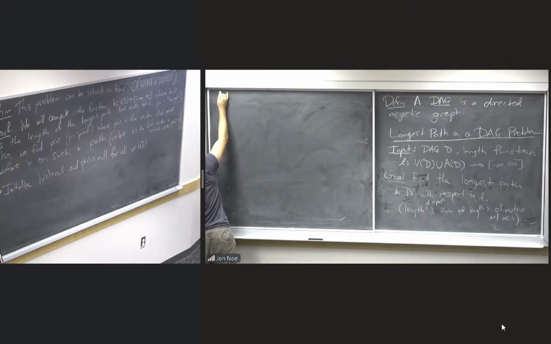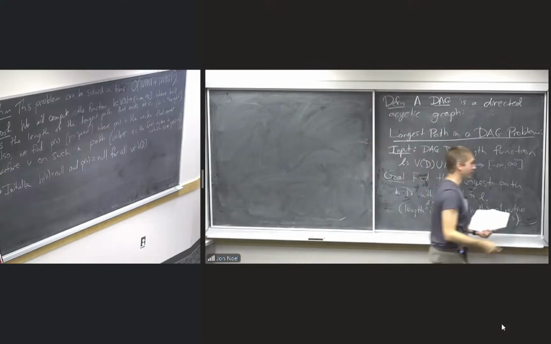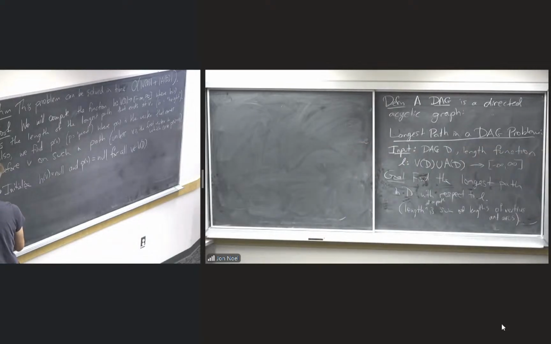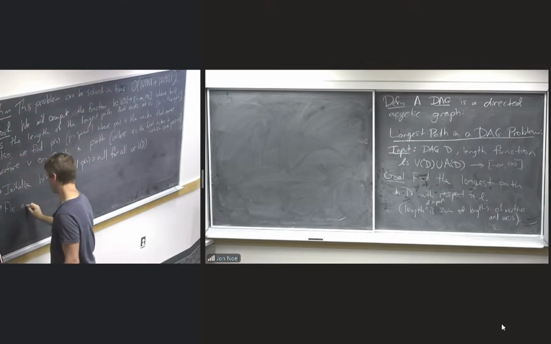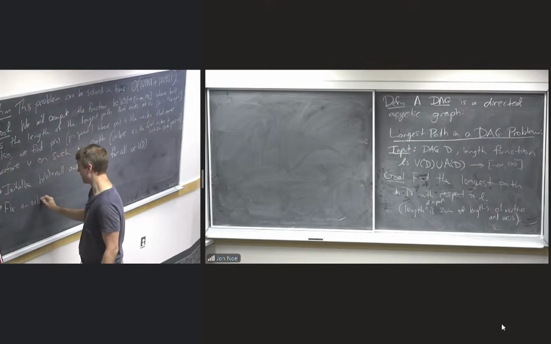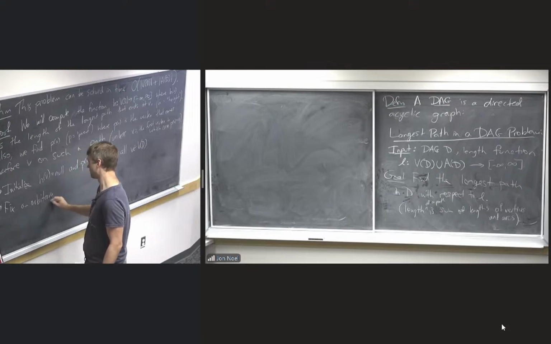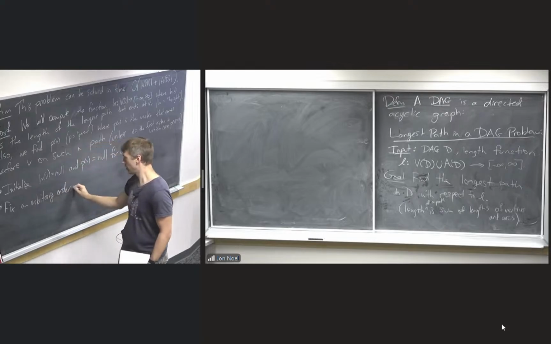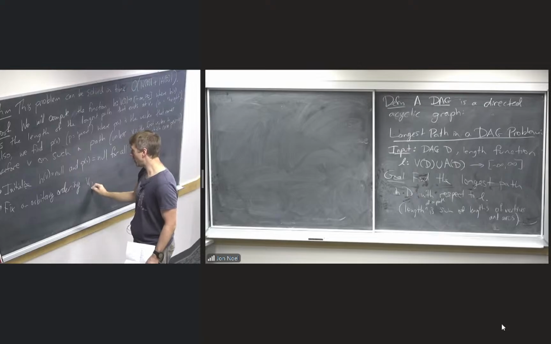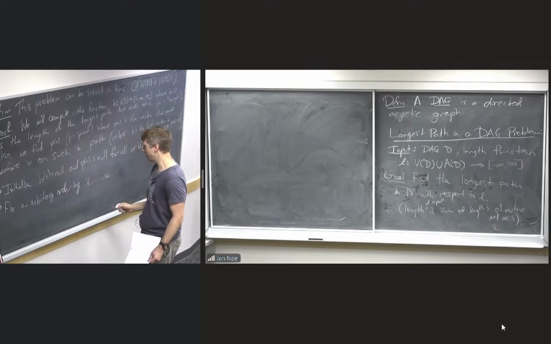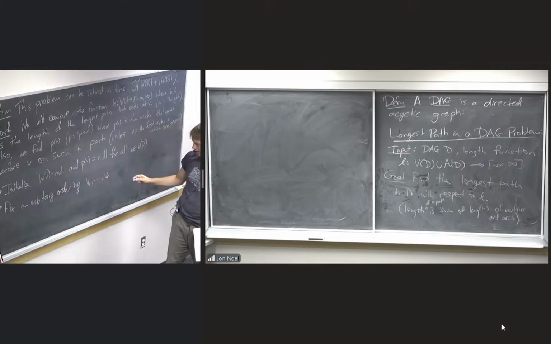Also, maybe I'll write something else over here. Fix an arbitrary ordering V1 up to Vn of the vertices, where n is the number of vertices in the digraph.